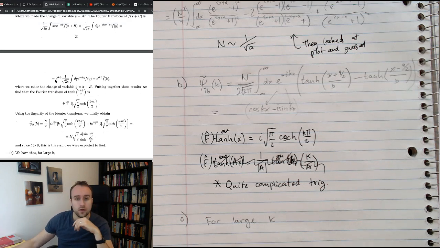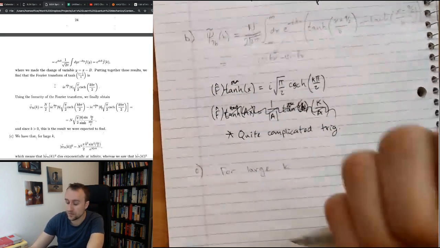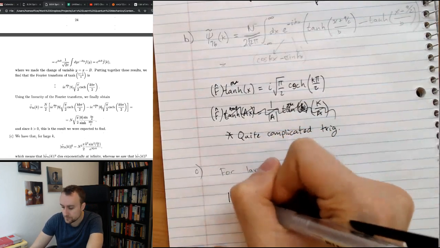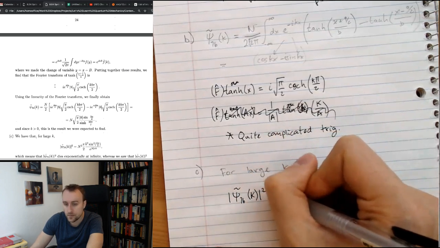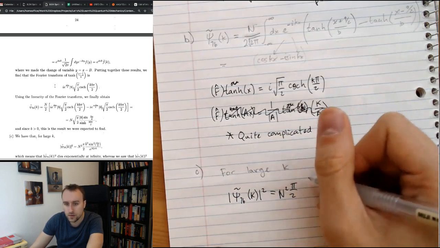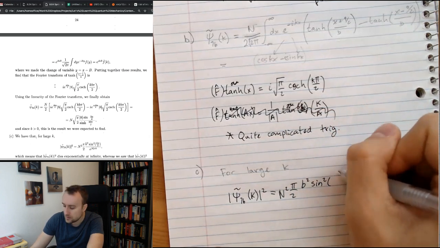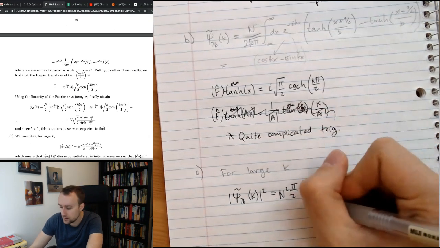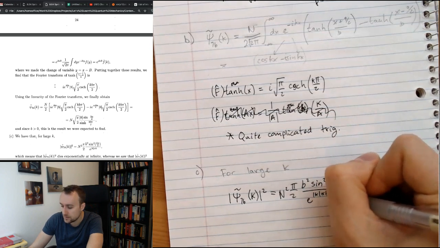All right. We have that for large k. Now, we're supposed to convert it into this form, so let's just write that here. 2 n squared pi divided by 2, b squared sine squared k over 2, divided by e to the magnitude of k pi b.